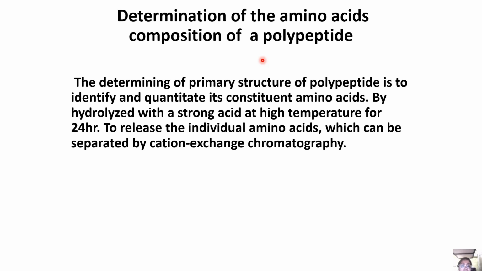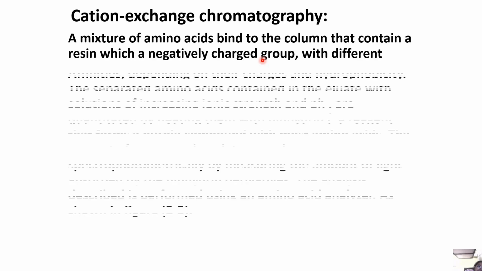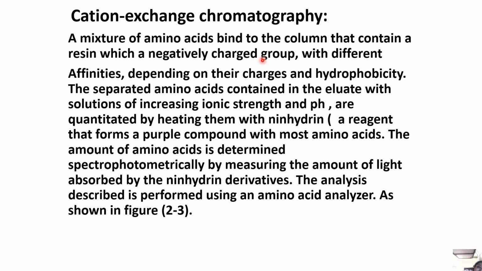Now, determination of the amino acid composition of polypeptides. The first step in determining the primary structure of a polypeptide is to identify and quantitate its constituent amino acids. This is done by hydrolysis with a strong acid at high temperature for 24 hours to release the individual amino acids, which can be separated by cation exchange chromatography. A mixture of amino acids binds to a column that contains a resin with negatively charged groups, with different affinities depending on their charges and hydrophobicity.